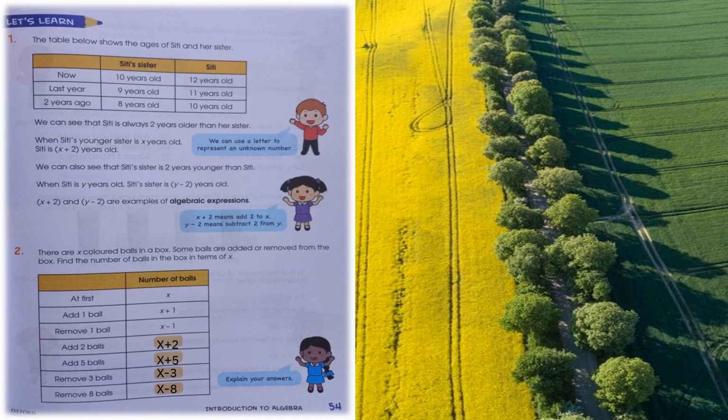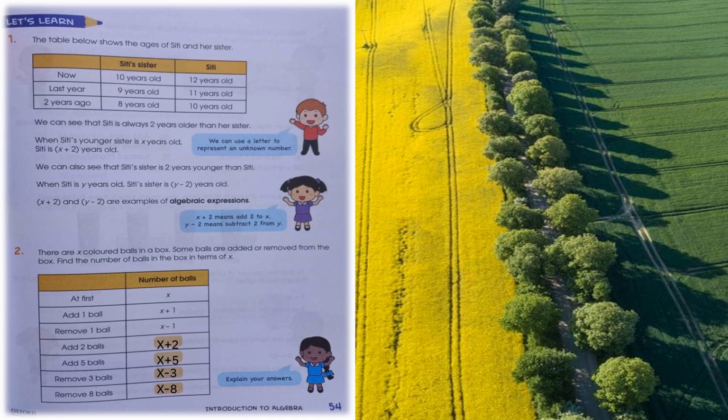In question 1, the table shows the ages of Siti and her sister. Starting with the present age, Siti's sister is 10 years old and Siti is 12 years old. Last year, Siti's sister was 9 years old and Siti was 11 years old. 2 years ago, Siti's sister was 8 years old and Siti was 10 years old. If we analyze this table, we come to the conclusion that Siti is 2 years older than her sister.